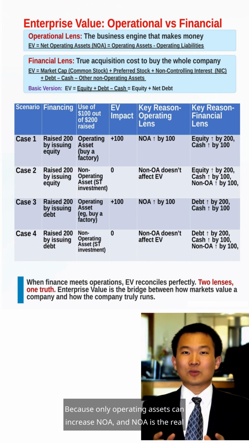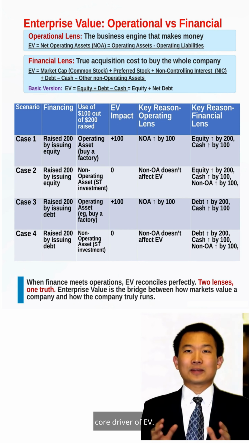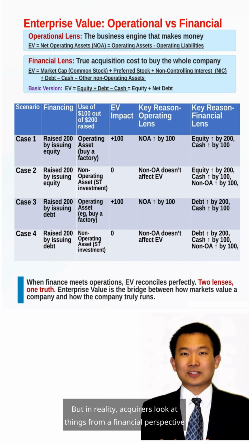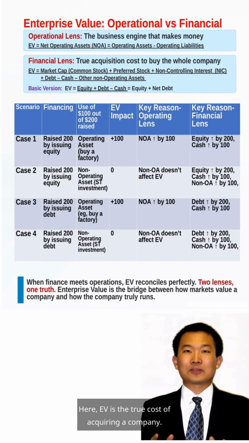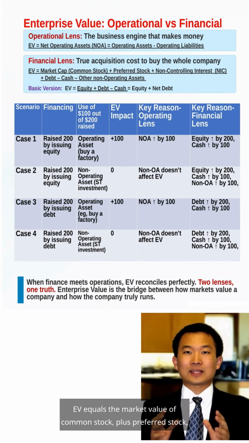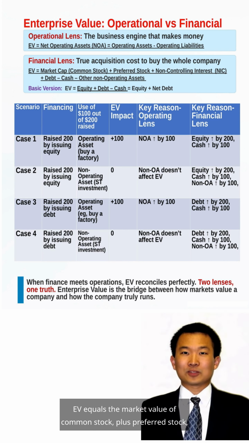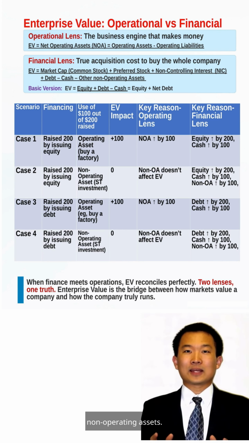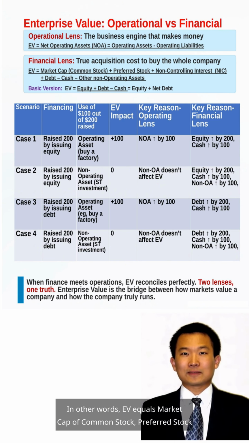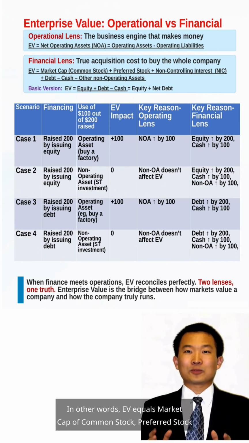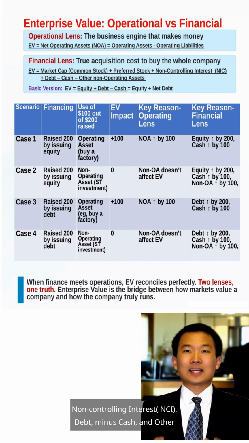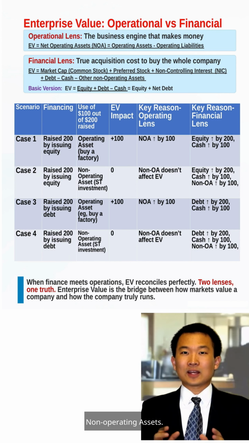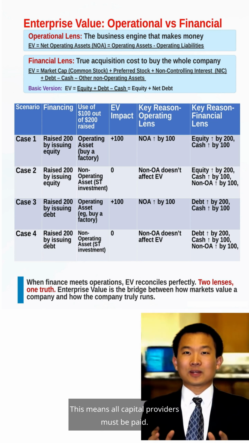Why is that? Because only operating assets can increase NOA, and NOA is the real core driver of EV. But in reality, acquirers look at things from a financial perspective. Here, EV is the true cost of acquiring a company. EV equals the market value of common stock plus preferred stock, non-controlling interest, NCI, debt, minus cash and other non-operating assets. This means all capital providers must be paid.